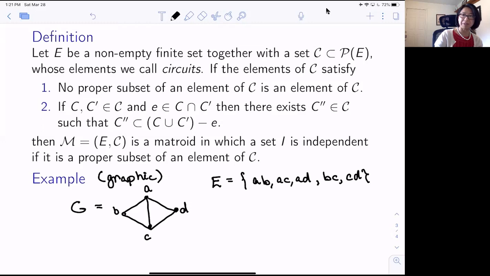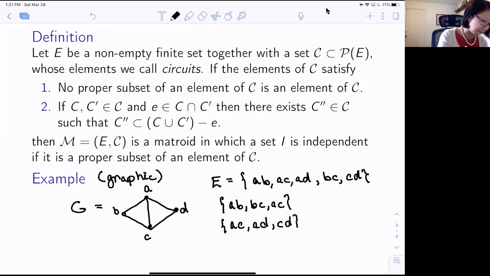So what are the circuits of this matroid? Here's the one thing to remember. The circuits of a graphic matroid are cycles. So for example, one circuit is the set AB, BC, AC. So that's a triangle. Another circuit is the set AC, AD, CD. That's another triangle. And also, there's a third circuit here, which is the 4-cycle: AB, BC, CD, AD. So those are all circuits. If I remove an edge, I don't have a dependent set anymore.